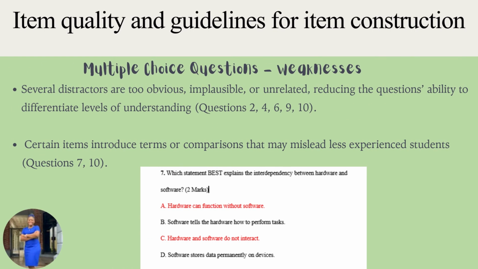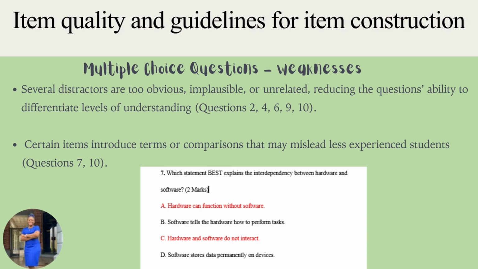Still continuing with item quality and guidelines for item construction, we will now look at the weaknesses of the multiple choice questions that we examined. There were questions where several distractors were too obvious, implausible, or unrelated, reducing the question's ability to differentiate between levels of understanding. The questions that we identified were questions 2, 4, 6, 9, and 10.